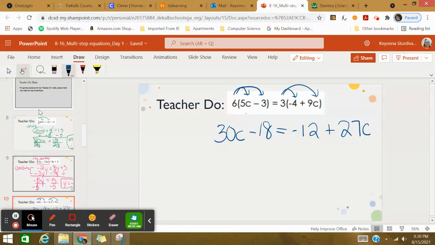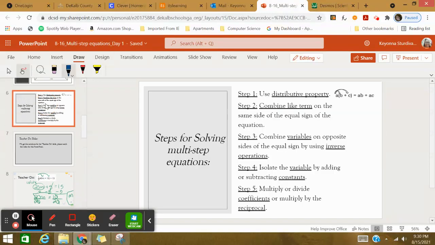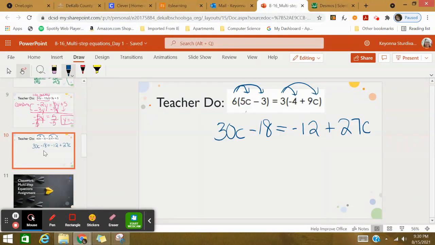Okay. Step 2, it says combine like terms, if they're on the same side of the equation. We don't have any like terms on the same side of the equation, so I can move on to the next step. Step 3 says combine variables on opposite sides of the equation by using inverse operations. So that is the next step I'm on, which is step 3.